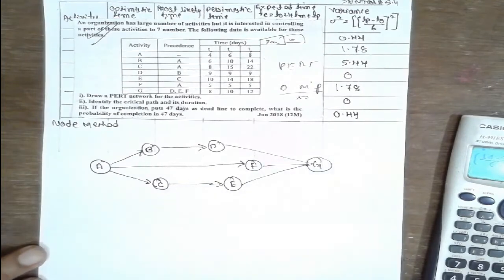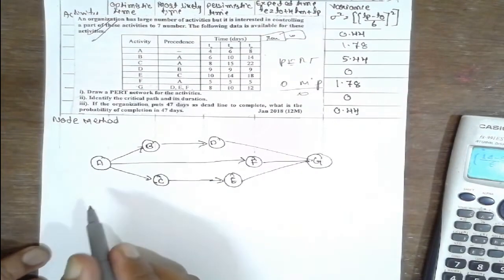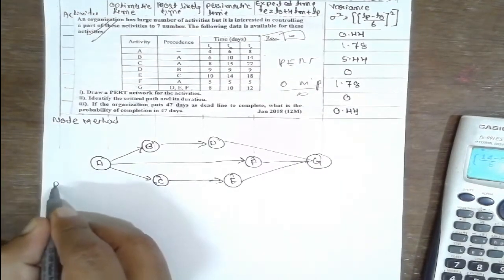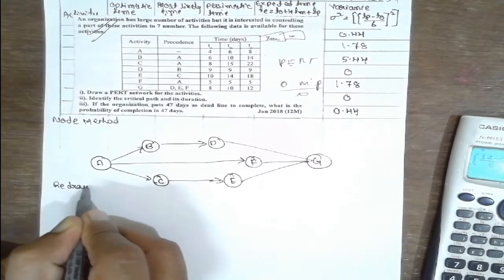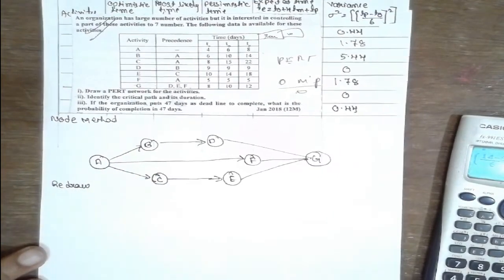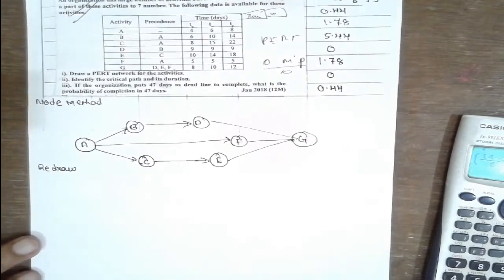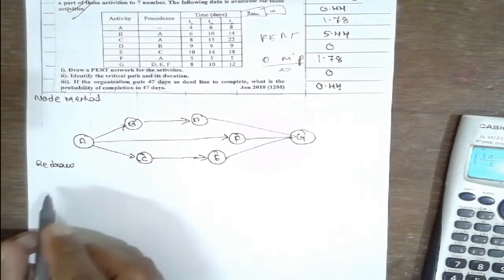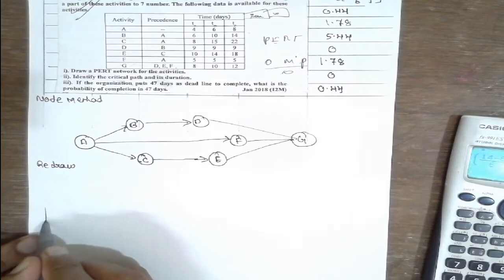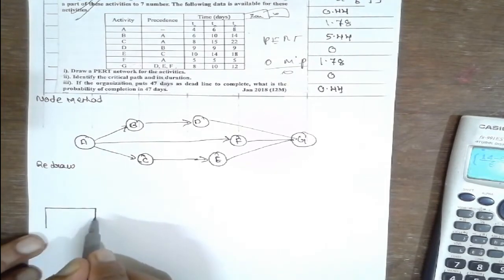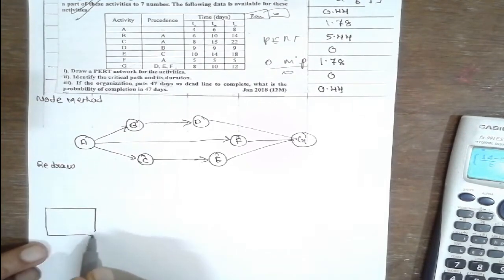Now, based on this diagram, I will redraw it in order to get the critical path. Now, how to draw this? First, I will construct a box in this way.